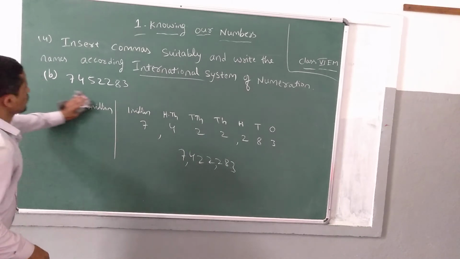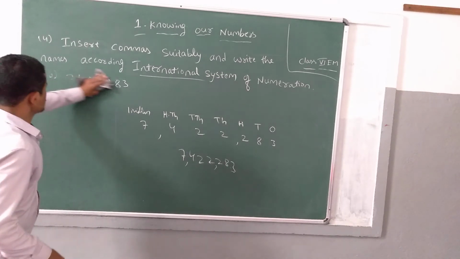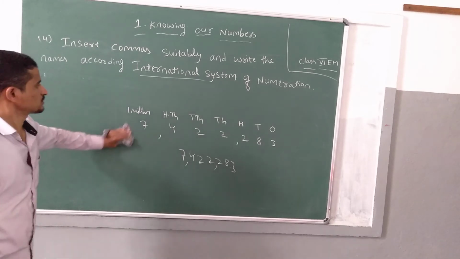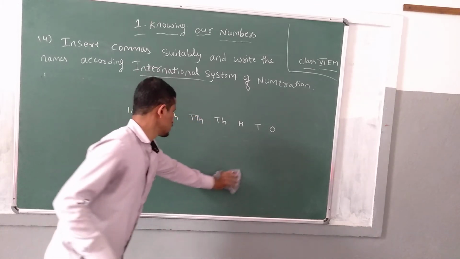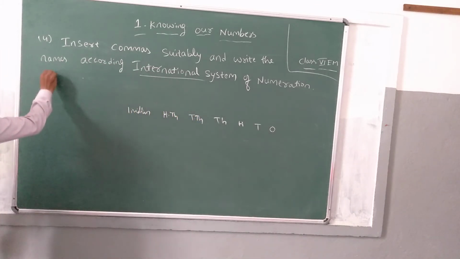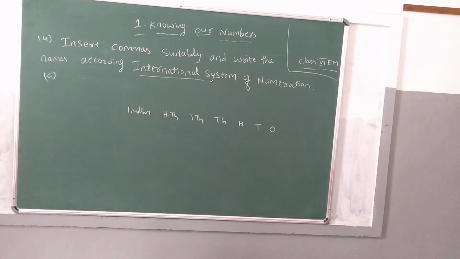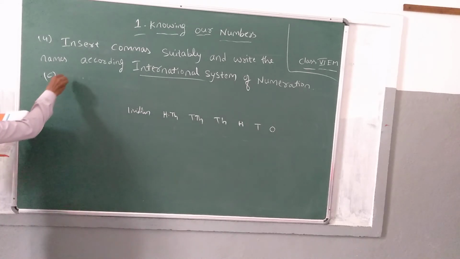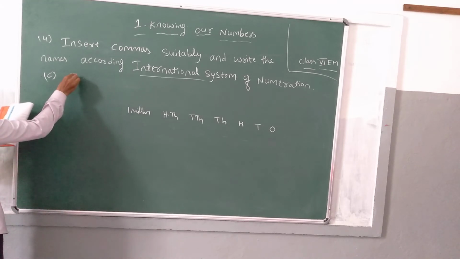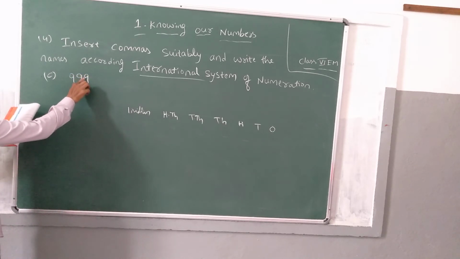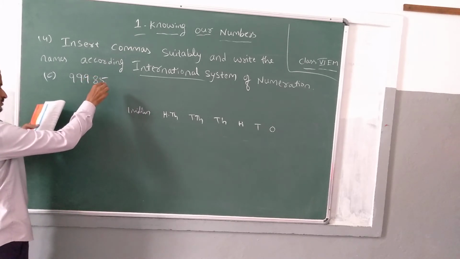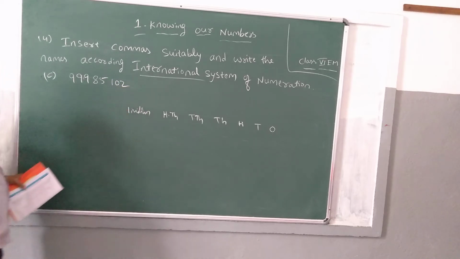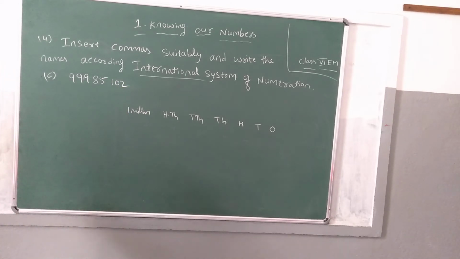Okay. Now I will move to the C1. I will keep the place value as it is. What is C1? C1 is 9,9,9,85,102. Okay, very simple.